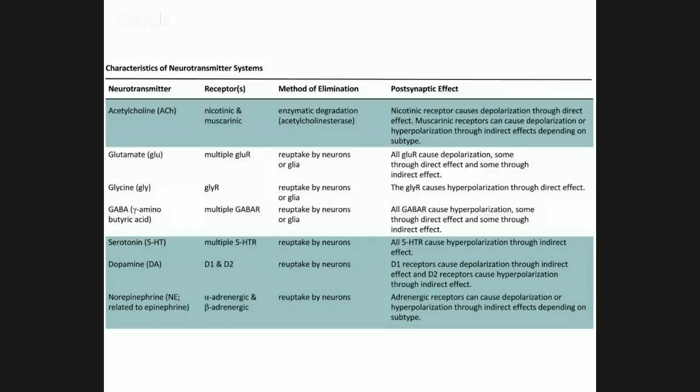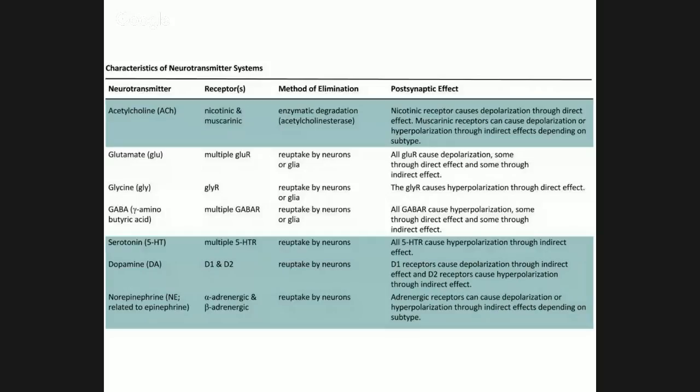Glycine has, as far as I know, only one type of receptor. So it doesn't say multiple here because there aren't multiple types, but there's the glycine receptor. Again, reuptake through neurons and glia. The glycine receptor always causes hyperpolarization through a direct effect. It is a chloride ion channel.